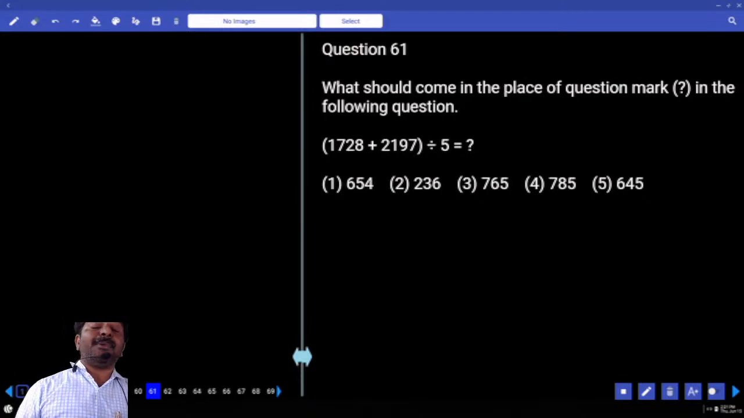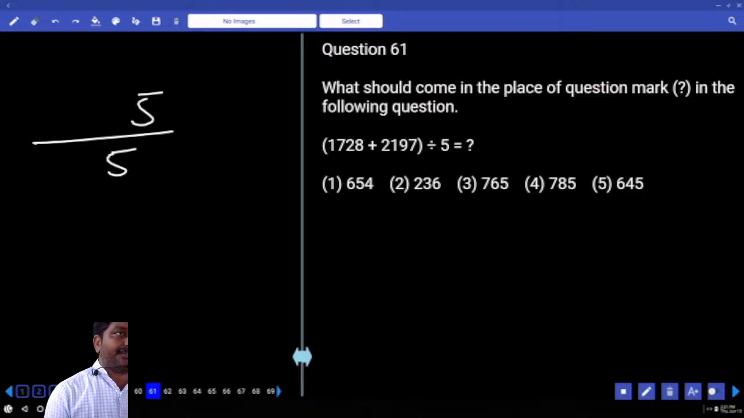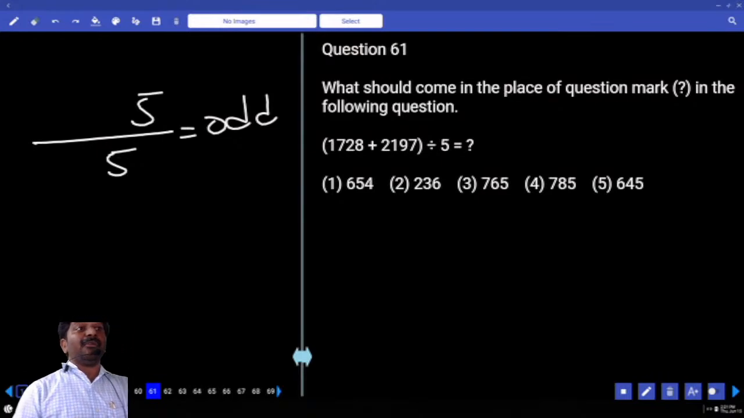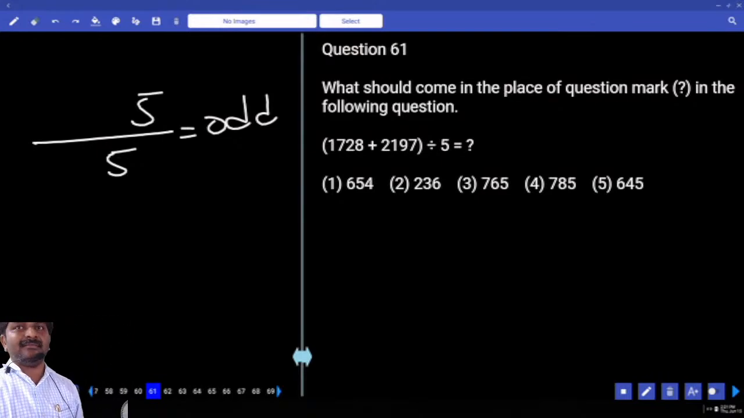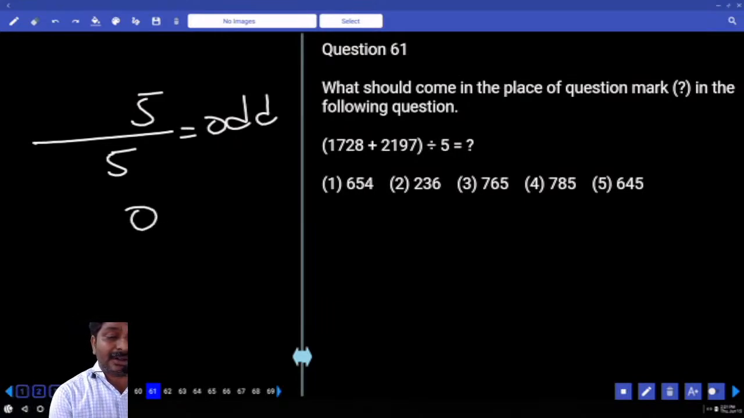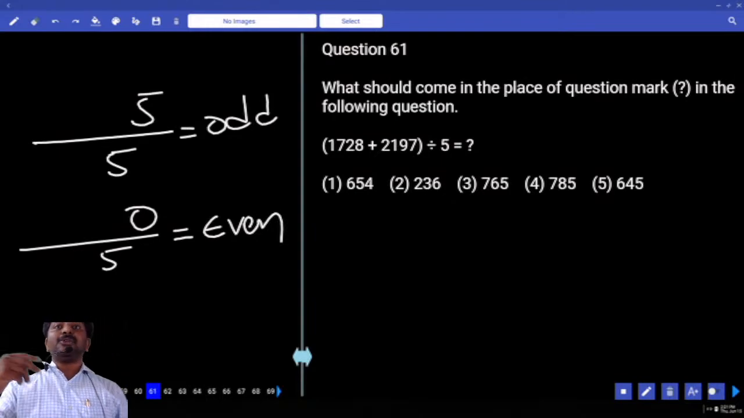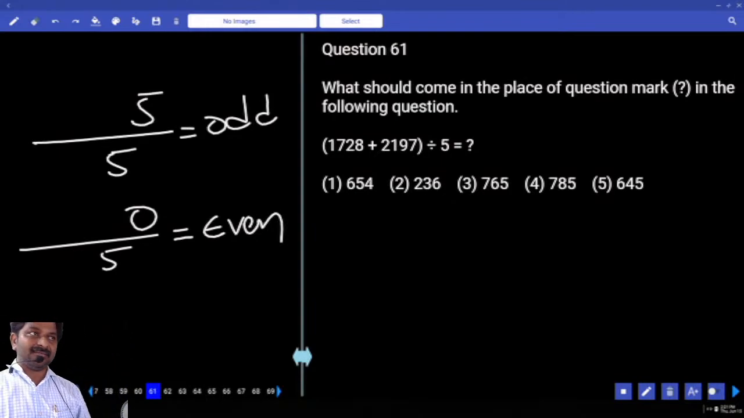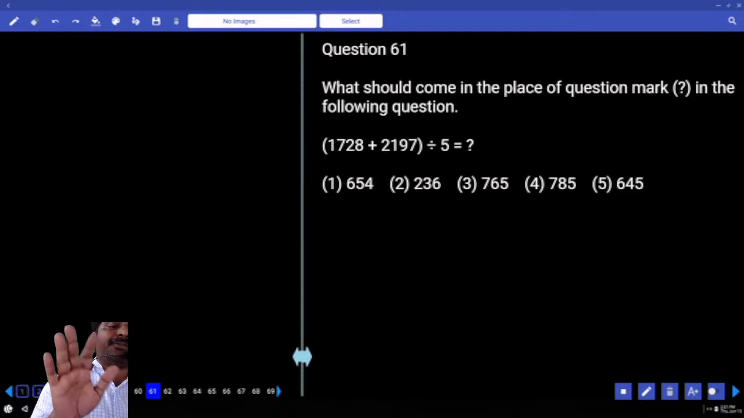Last digit cannot be verified if the denominator is 5. Thumb rule that you have to remember. If your numerator ends with 5 and denominator ends with 5, you can say only one thing, answer is an odd number. It can be 1 or 3, 5, 7, 9. If numerator ends with 0 and denominator is 5, your answer is an even number. It can be 2, 4, 6, 8, anything. Ardhamautunda? So do not go for last digit verification if the division is with 5.